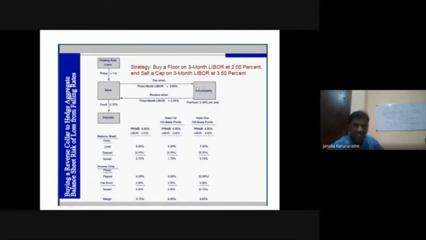So what you can do is buy a floor. Buying a floor means you will set a minimum to your income. So whenever the interest rate comes down below a particular rate, the floor will trigger. And also, you don't want to put your borrowers at a disadvantage for any potential rise in interest rate. Your prime objective is to protect yourself from falling interest rate. So then you can structure a floor at 2%, a LIBOR at 2%.